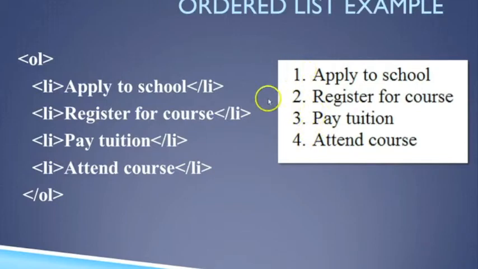So this makes it real easy. If I want to add something between register for course and paid tuition, I can just come to my text editor at the end of this line, hit enter, type in another list item, type what I want, and in the /li, and then when the page redisplays, they'll be renumbered correctly 1 through 5 at that time. Paid tuition would go down to 4, and 10 course would be 5, and my new one would be 3, sitting right here.